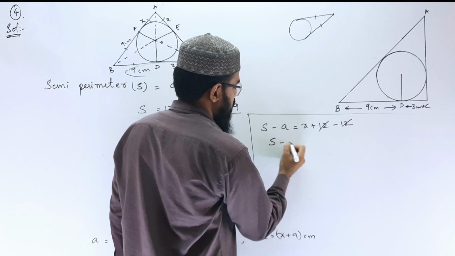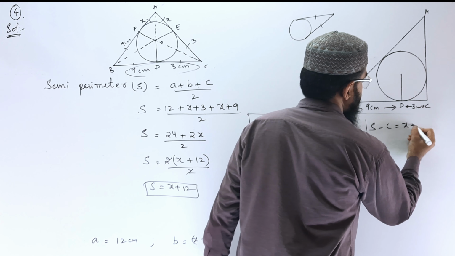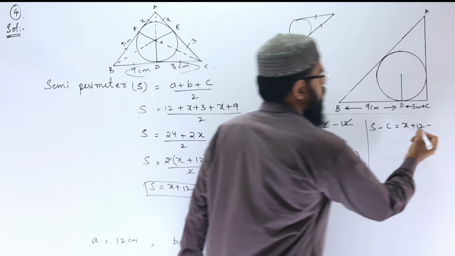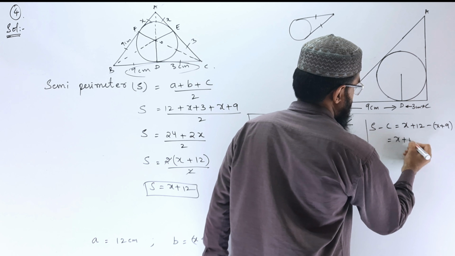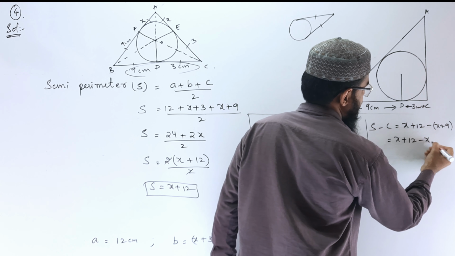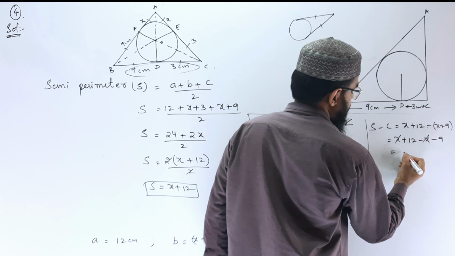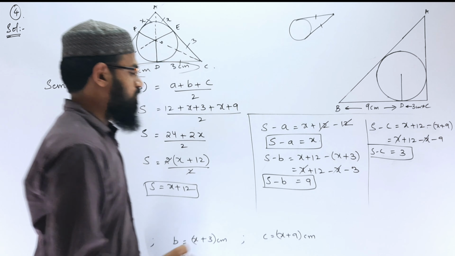S minus C. So S is x plus 12, x plus 12 minus C. C is x plus 9. So x plus 12 minus x minus 9. X cancels. 12 minus 9 is 3. So S minus C is 3.